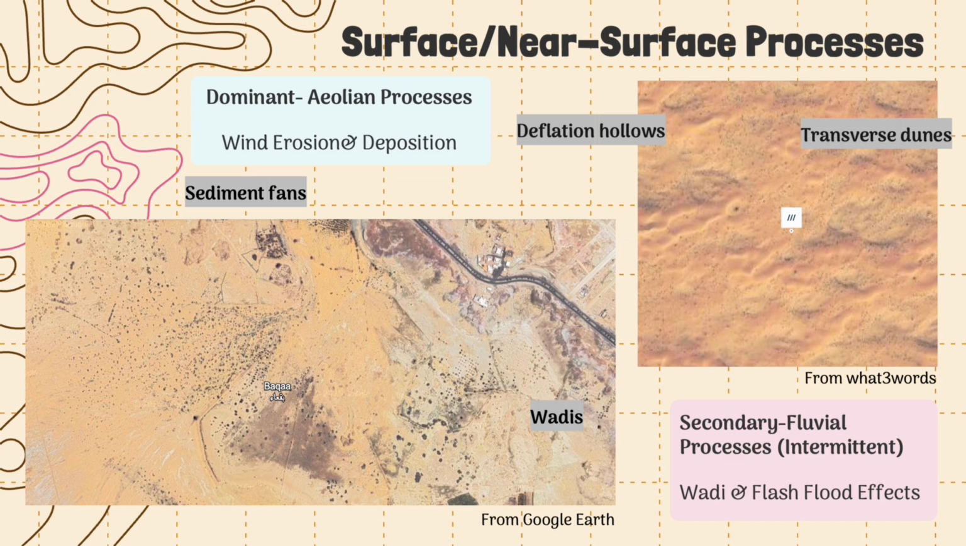Then we have the dunes themselves. Depending on wind direction and speed, they form different shapes: barchan dunes, transverse dunes, and star dunes. These dunes aren't just piles of sand, they actually record wind patterns and climate change over time.